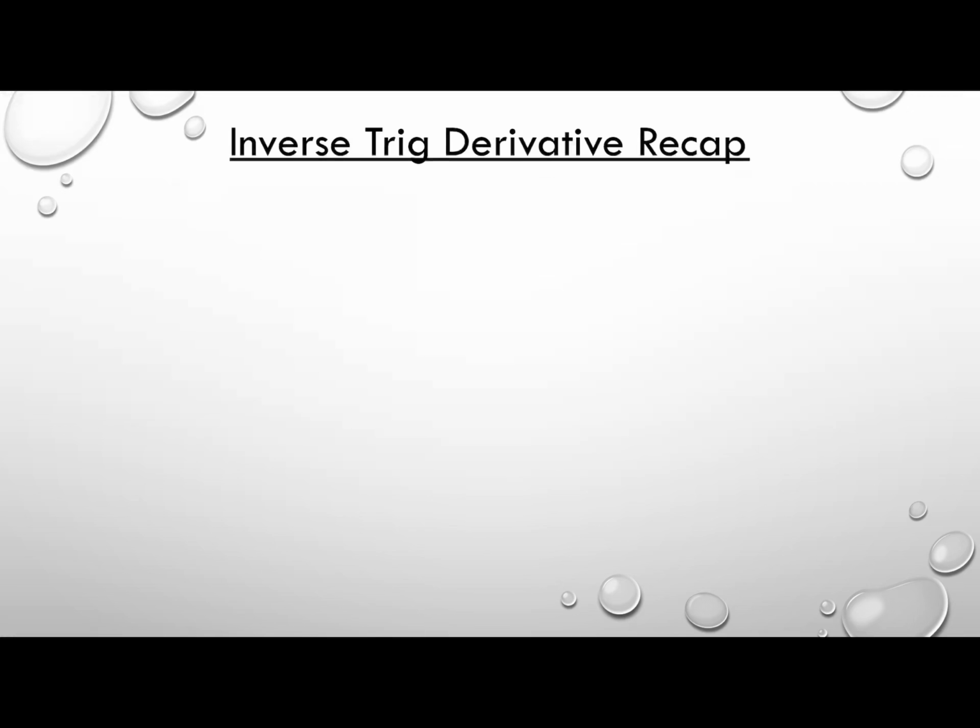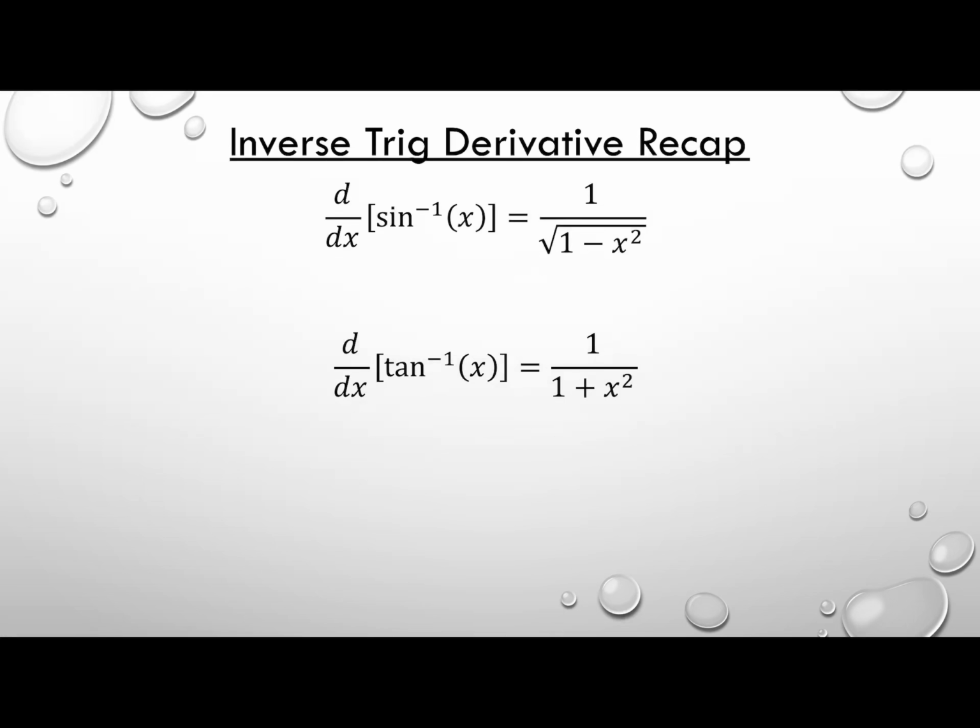So first off, to review some of the derivatives of the inverse trig functions. The derivative of inverse sine is equal to 1 over the square root of 1 minus x squared. The derivative of inverse tangent is 1 over 1 plus x squared. And then the derivative of secant inverse is 1 over the quantity x times the square root of the quantity x squared minus 1.